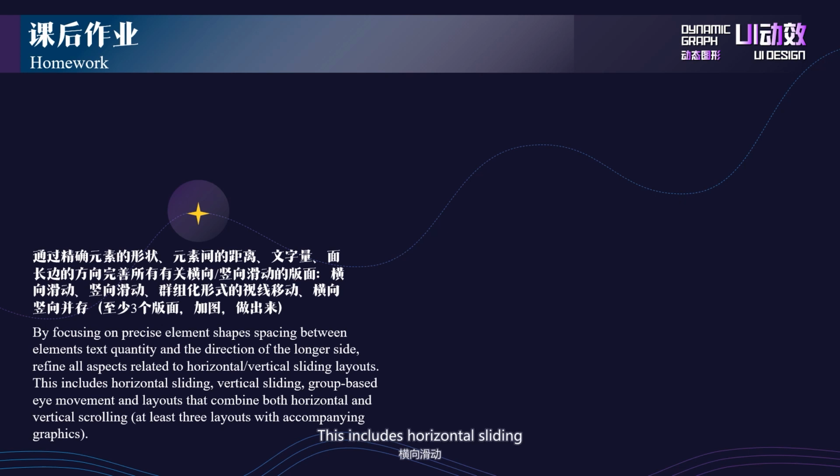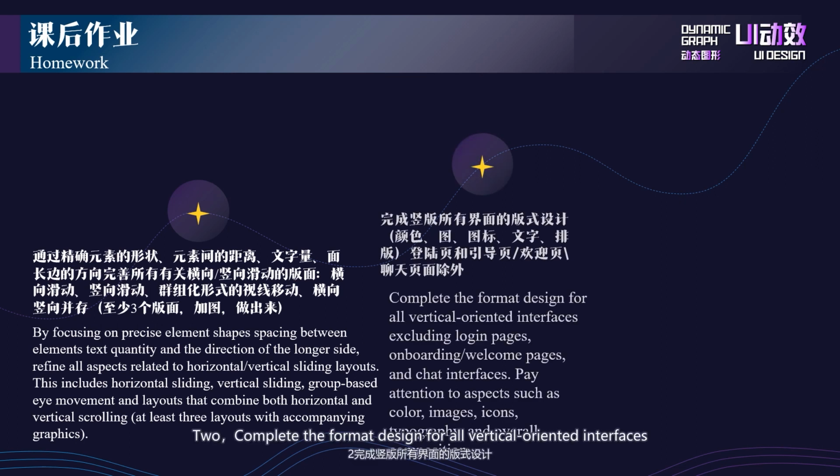This includes horizontal sliding, vertical sliding, group-based eye movement, and layouts that combine both horizontal and vertical scrolling. At least 3 layouts with accompanying graphics. 2. Complete a format design for all vertical-oriented interfaces, excluding login pages, onboarding or welcome pages, and chat interfaces. Pay attention to aspects such as color, images, icons, typography, and overall composition.